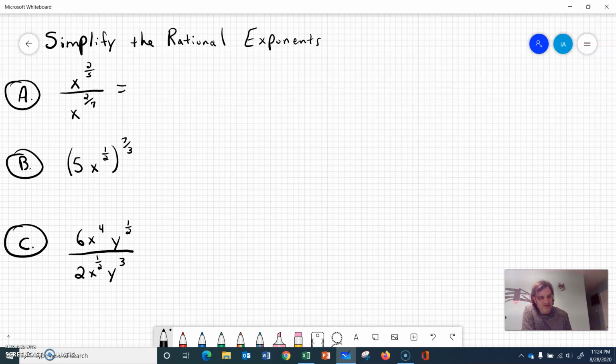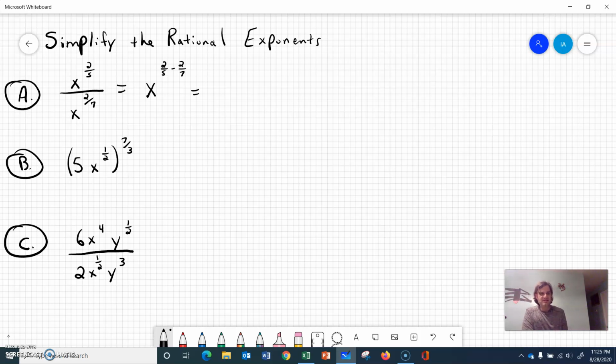The first one is x to the 2/5, and that is over x to the 2/7. So we have an x on top and an x on bottom. So as far as exponent rules, we can subtract the two exponents. So x to the 2/5 minus 2/7.